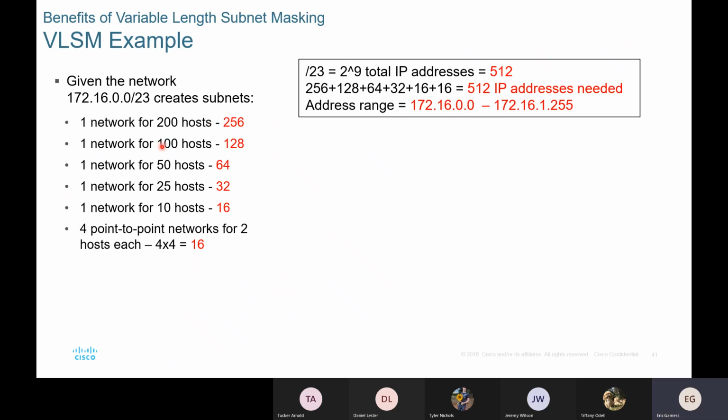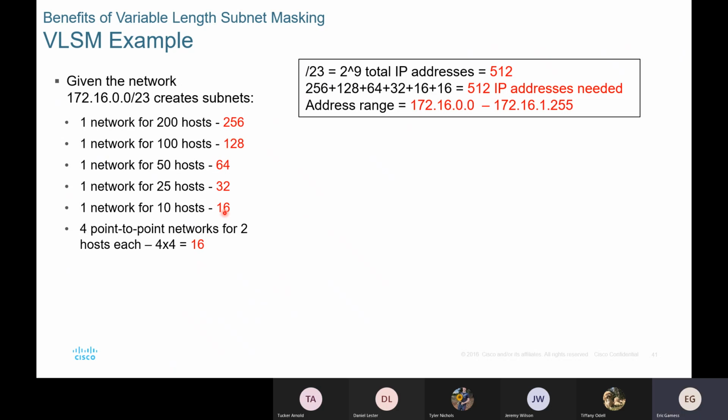Then the second department also has a LAN, and they need a total of 100 host IP addresses. Can I give them exactly 100? No, I will give them 128. Then this department needs 50. Can I give them exactly 50? No, I will give them 64. This department needs 25. Can I give them exactly 25? No, I will give them 32. This department needs 10. Can I give them exactly 10? No, I will give them 16.